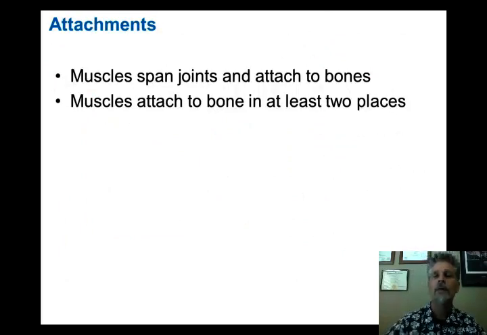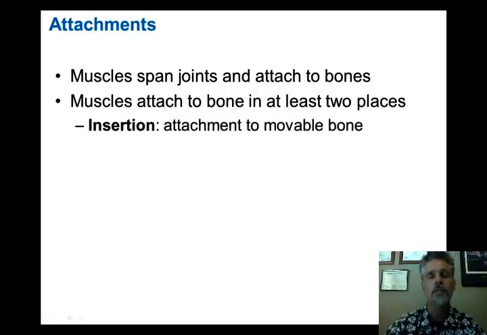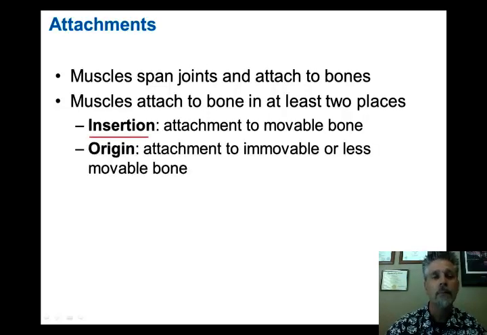Anyway, we saw that skeletal muscle is going to attach to the skeletal system, span the joints and attach to the bones, and move those particular joints. Now, it's going to be attached in two different places. One's called the insertion, and we mentioned this a little bit before. The insertion is where we're attached to the bone that's going to be moving. The origin is where it is attached to the less movable bone. Origin is going to be immovable. Insertion is going to be movable.